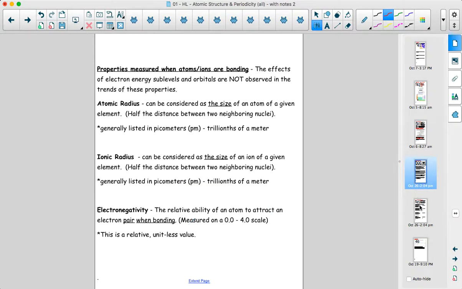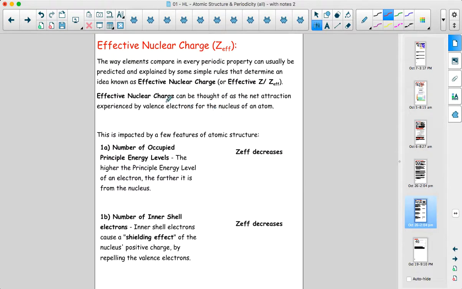But really, they can all be explained if we can wrap our head around a concept known as effective nuclear charge. Sometimes it'll be referred to as effective Z or Z effective. And the effective nuclear charge is basically the net attraction that electrons experience from the nucleus. So the nucleus is positive, the electrons are negative, we know that, and the valence electrons are the outermost electrons, so they're usually the electrons we're concerned with.